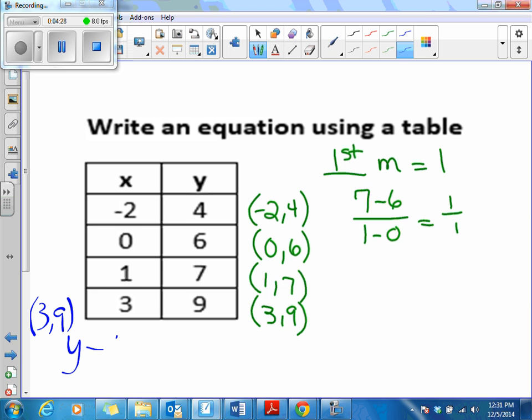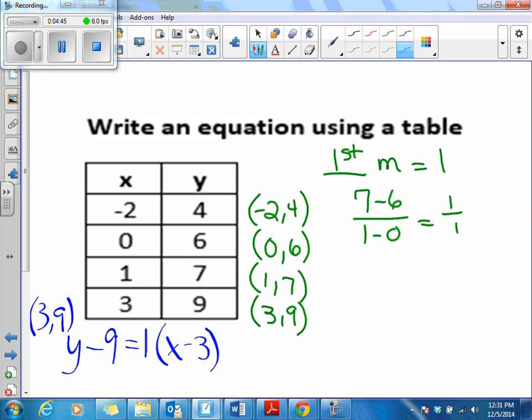Y minus 9 equals my slope, which is 1, times the quantity x minus 3. So that's the equation in point slope form. I'm also going to go ahead and solve for b. We had a quiz on that yesterday, and some of you struggled with it.